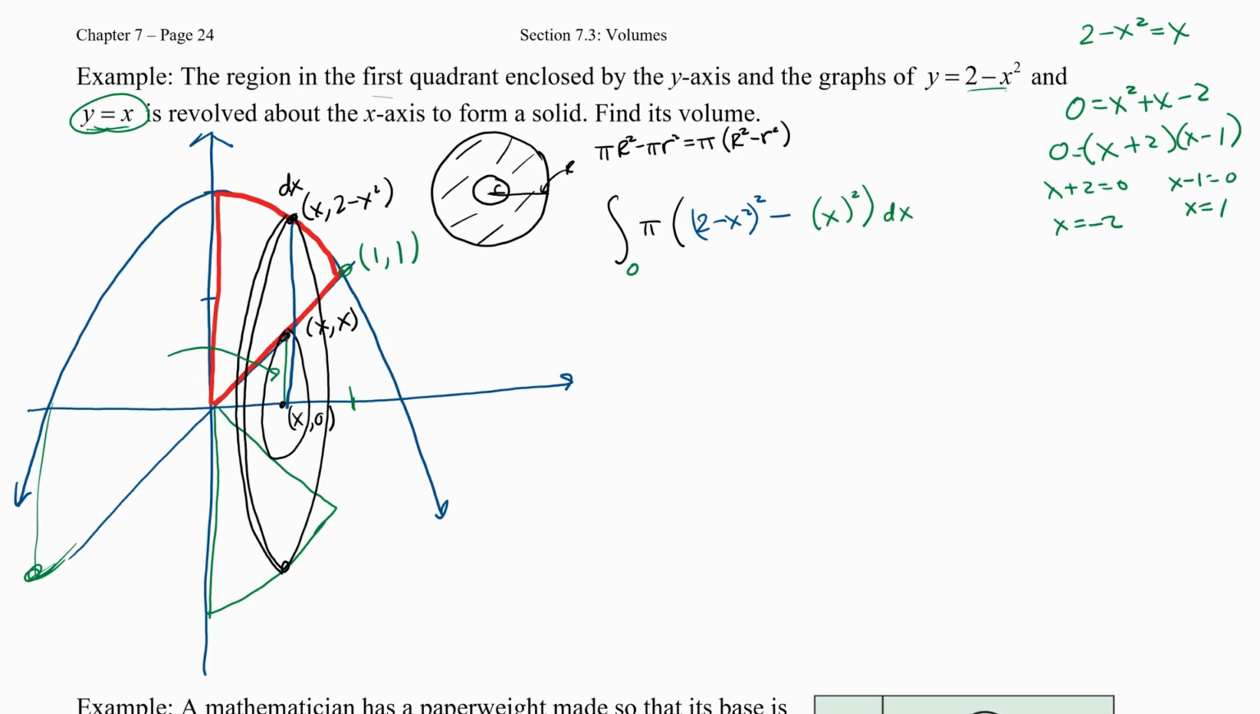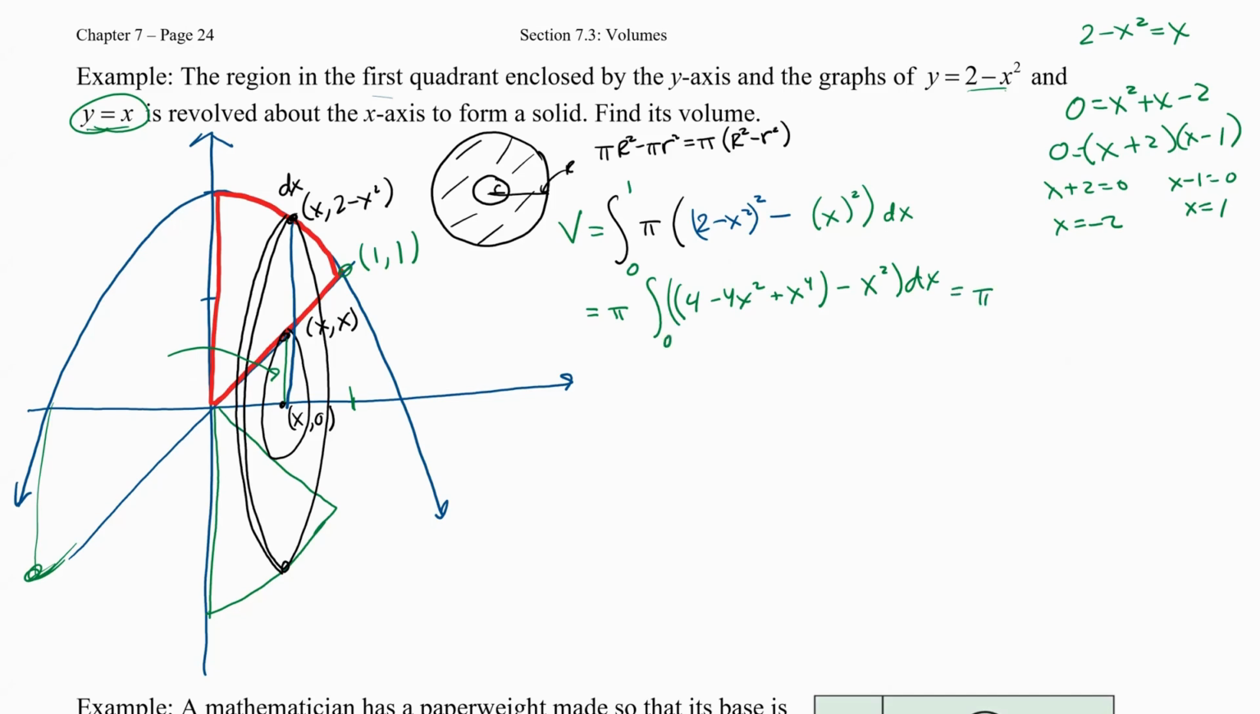If I put 1 in here, I get 2 minus 1 squared, which is 1. Yep, 1 comma 1. So the highest x value for this region is 1. And now we've got an integral expression, which indeed represents the volume of that solid. Let's pull that pi out. Let's expand this. We get 4 minus 4x squared plus x to the 4th minus x squared dx.